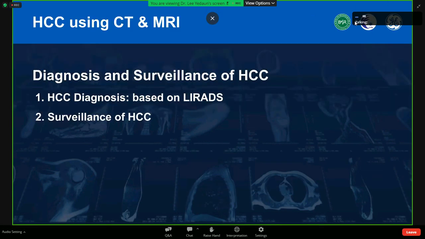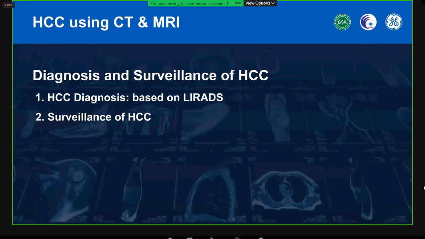So today, I would like to talk about the diagnosis of HCC, mainly based on LI-RADS, and surveillance of HCC. I've heard that not everyone here is an abdominal radiologist. It might be a little less attractive because it's about HCC, but I did my best to prepare the content to be helpful to everyone.